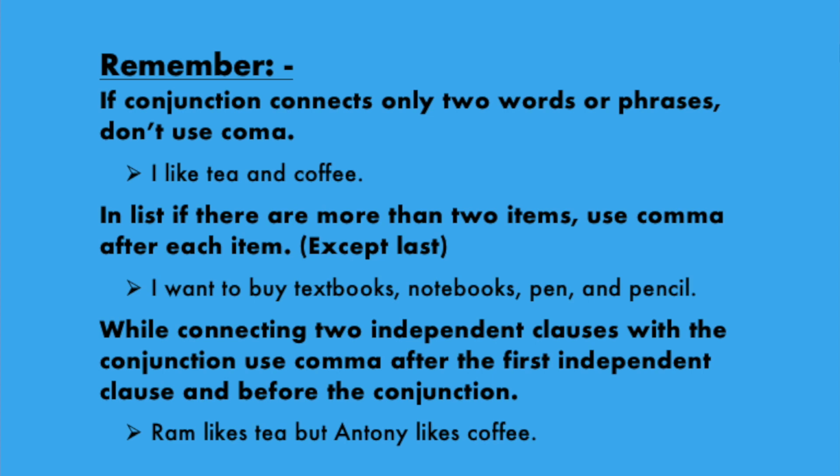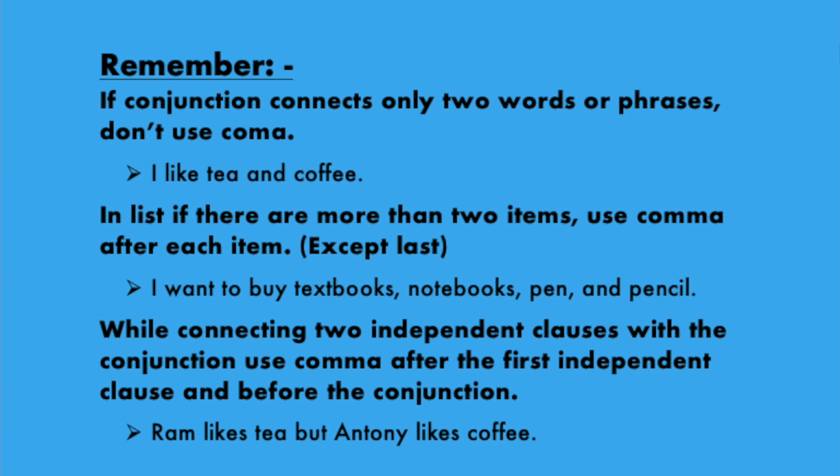In a list of more than two items, use a comma after each item. Put the last comma before the conjunction. For example, I want to buy textbooks, notebooks, pens, and pencils. Then in the sentence, after each item we put a comma, and before the conjunction we put the last comma.